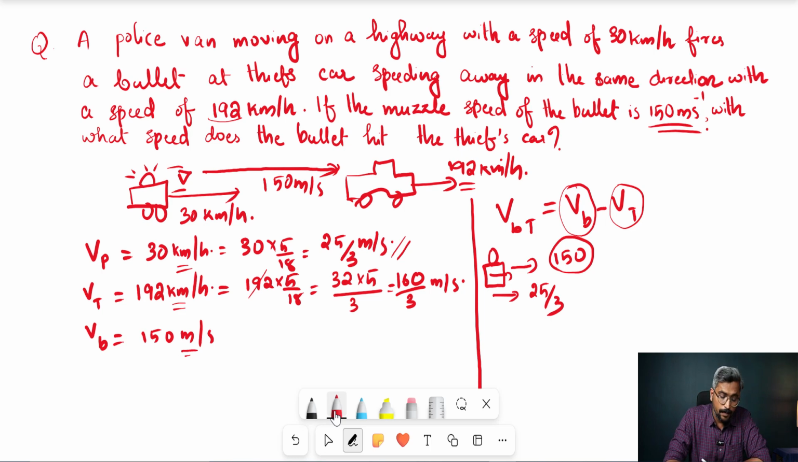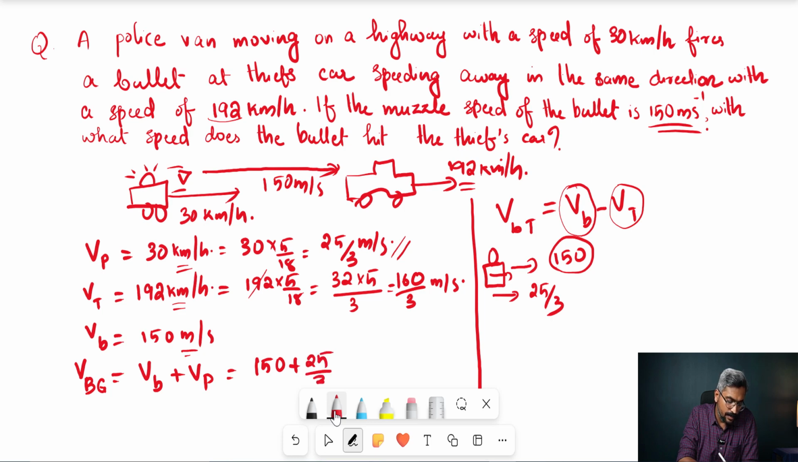Why is it so? Because both the objects are moving in the same frame of reference. So the actual velocity of the bullet with respect to the ground is VB plus VP. That is 150 plus the police van's velocity, 25 by 3. From there you will get 475 by 3 meters per second. This is the velocity of the bullet with respect to the ground.